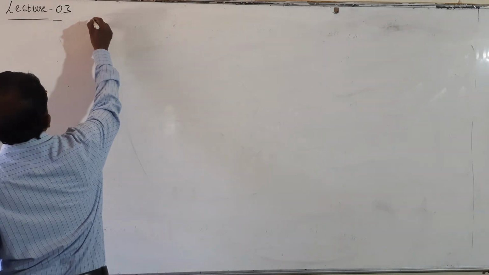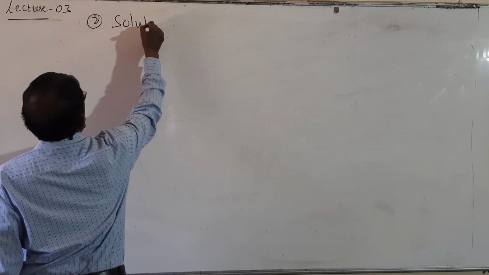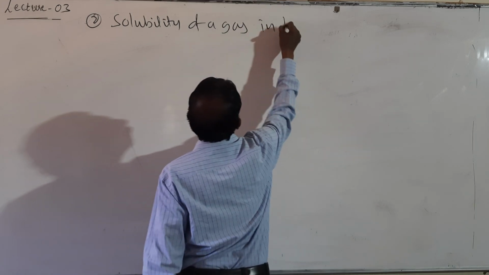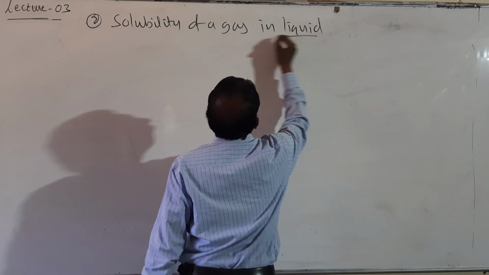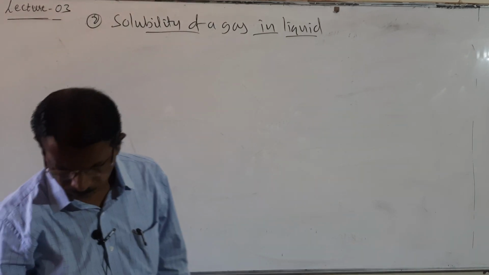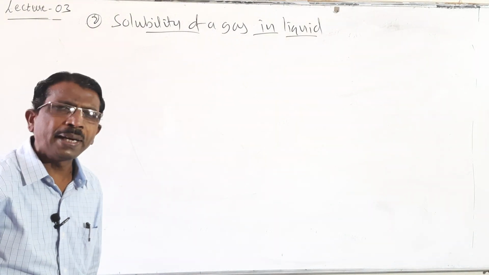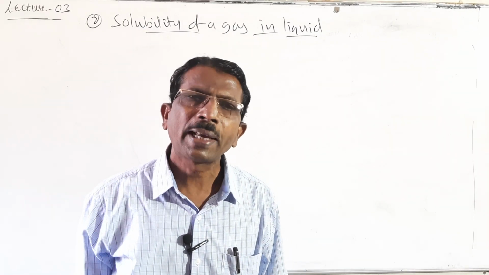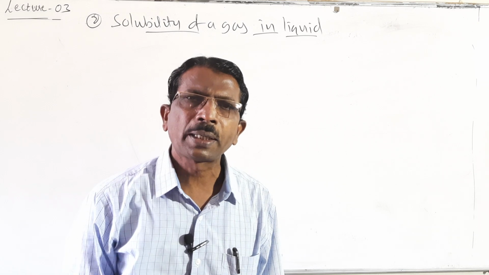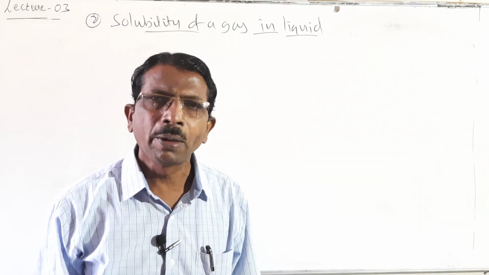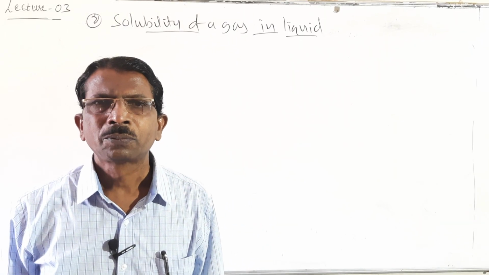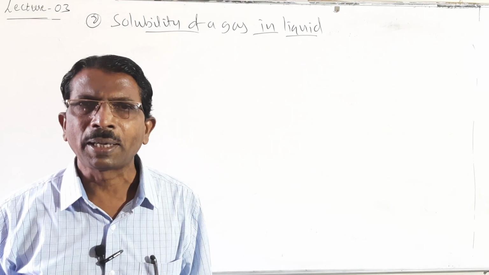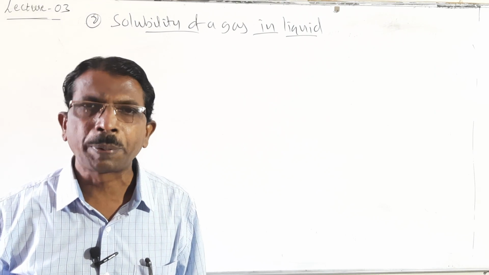Solubility of a gas in a liquid, the second one. Look here, students, many gases dissolve in water to form liquid-gas solutions. Due to this reason, aquatic species live comfortably in water. They get oxygen from the water, so they live comfortably. That is called aquatic species.